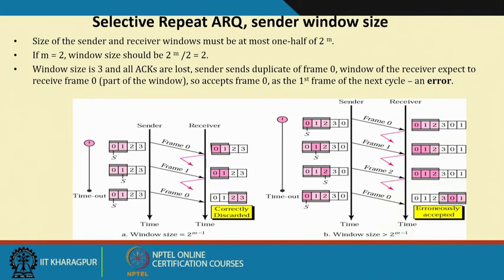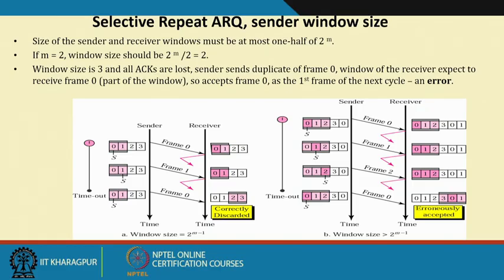So, again in selective repeat ARQ, the sender window plays an important role. The size of the sender and receiver window must be at most half of 2 to the power m. That means, with m equal to 2, the size will be 2 to the power 2 divided by 2. So, if the window size is 3 and all acknowledgements are lost, the sender sends duplicate frame 0, right.